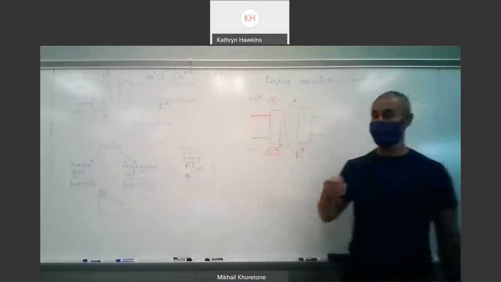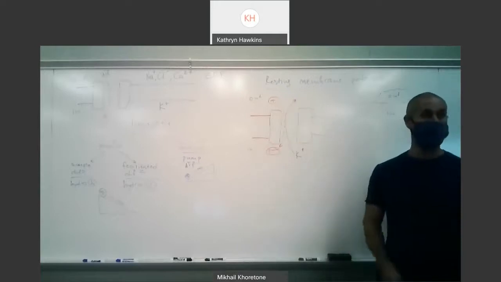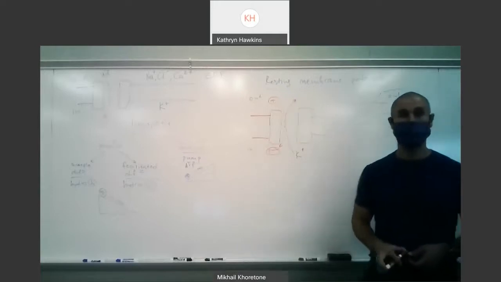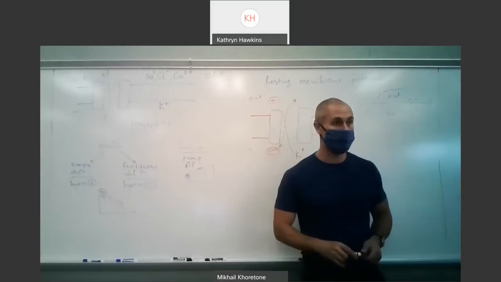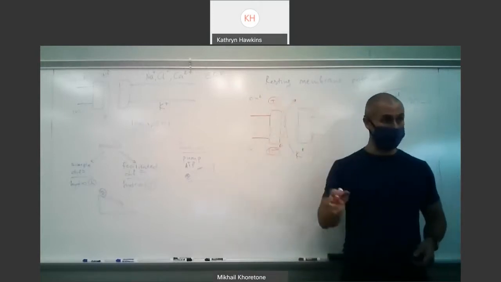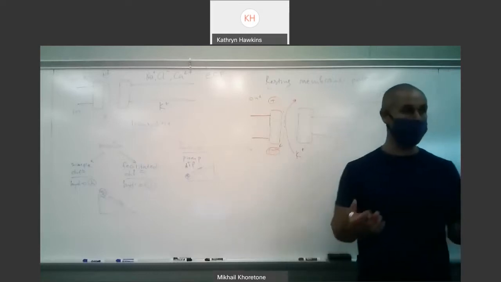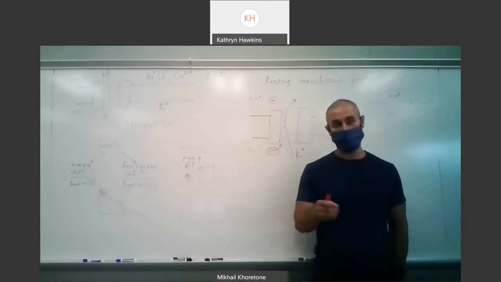And at some point, the outflow and inflow will balance each other. Does that make sense here? So overall flow of potassium will be zero. Net flow will be zero. Does that make sense or not?